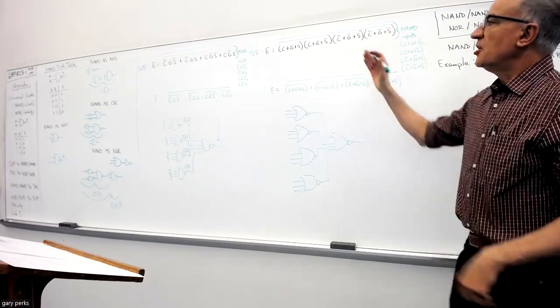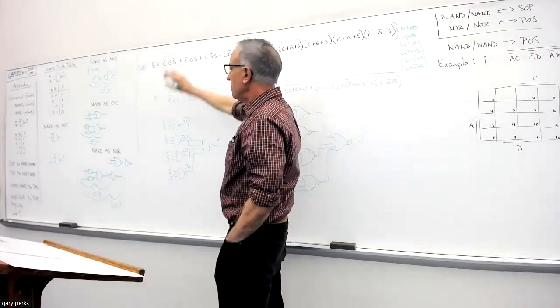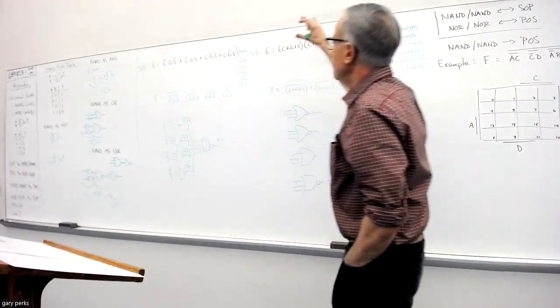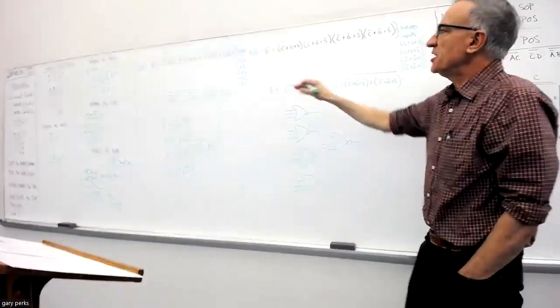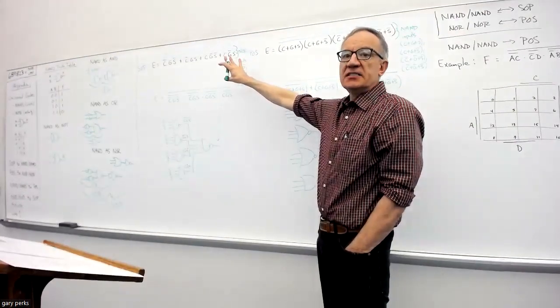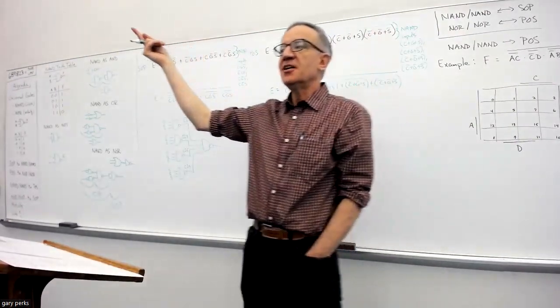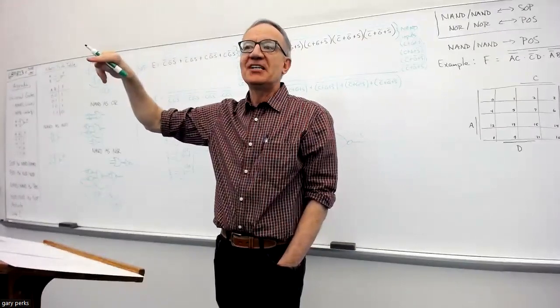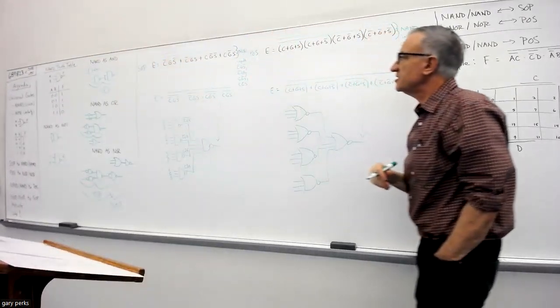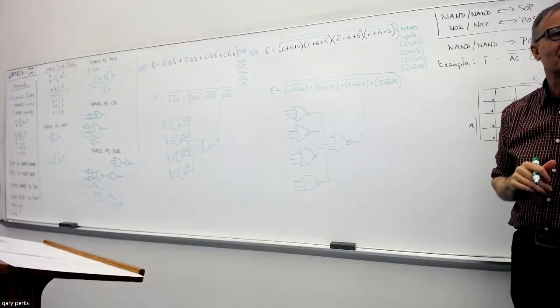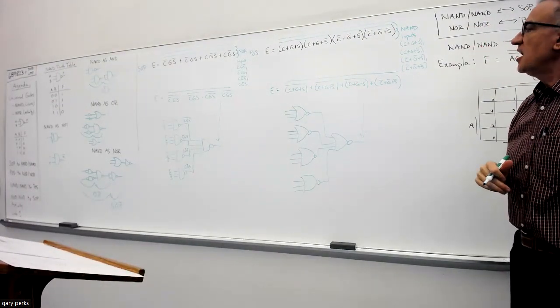So to go from SOP to NAND, and to go from POS to NOR, it's really not that much. It's just doing De Morgan's once, right? We had to do more when we went from SOP to POS, because we had to do De Morgan's twice there. So it's not as much as what we had to do for converting SOP to POS.